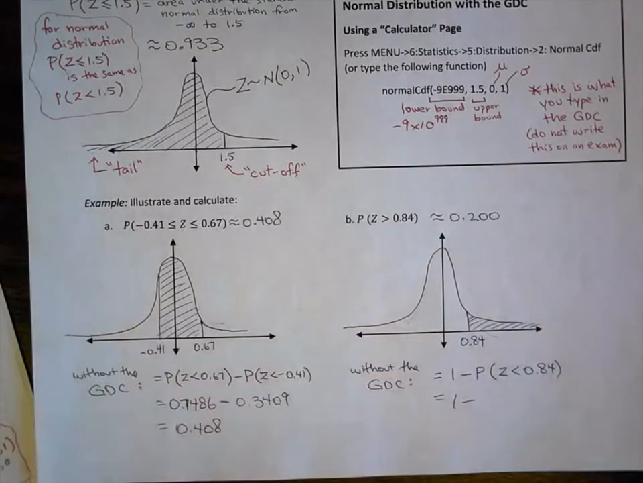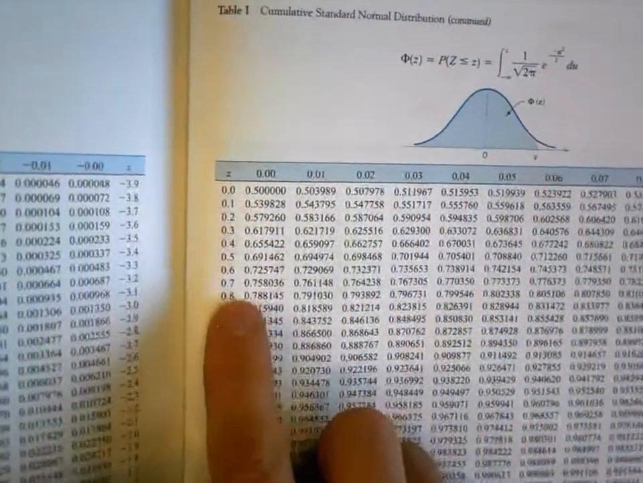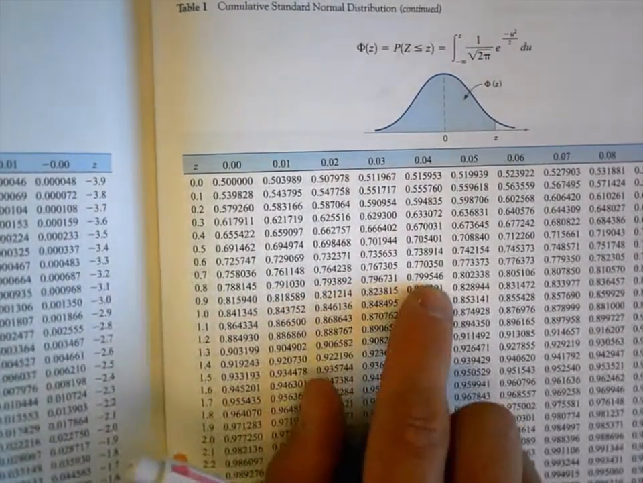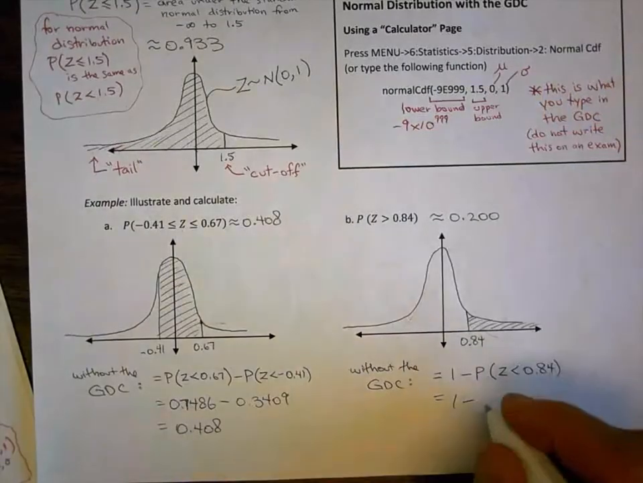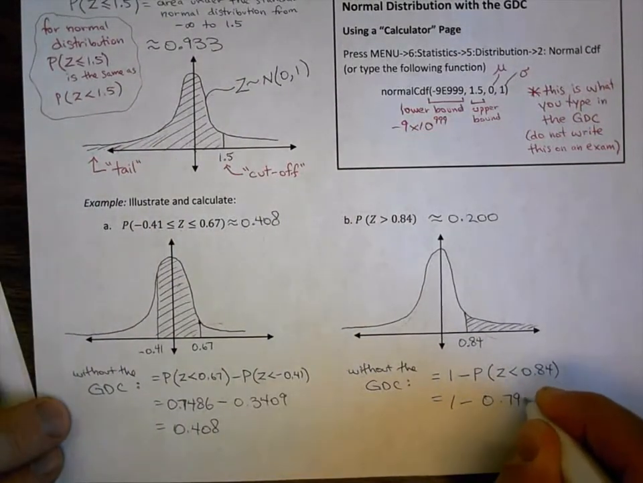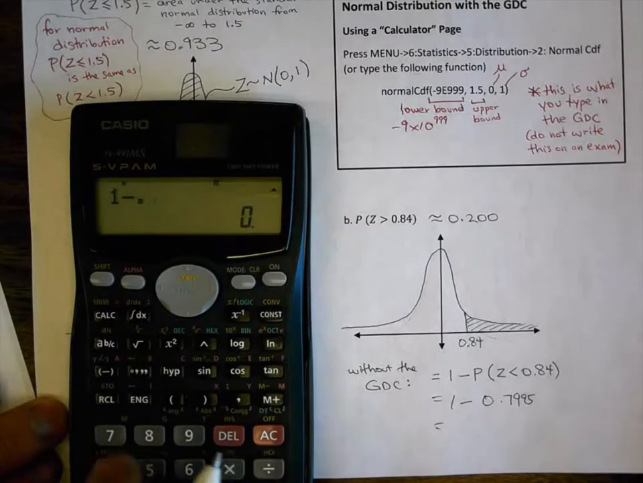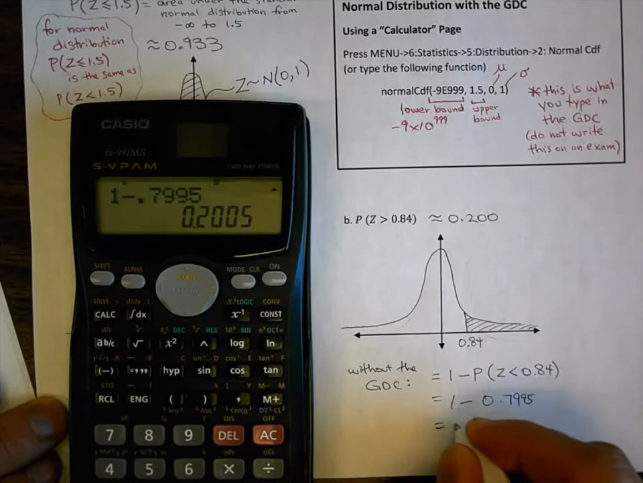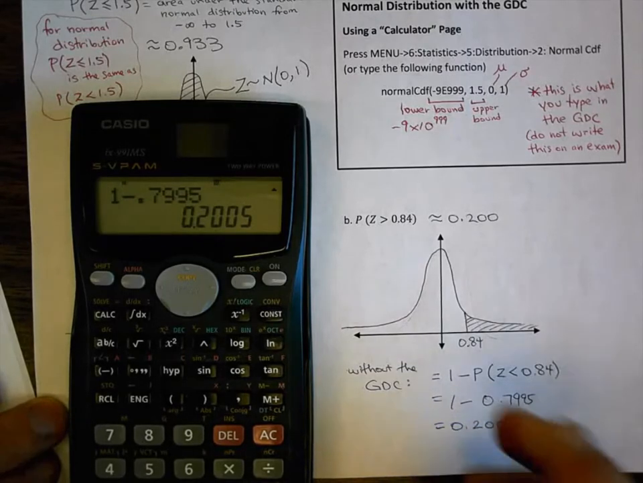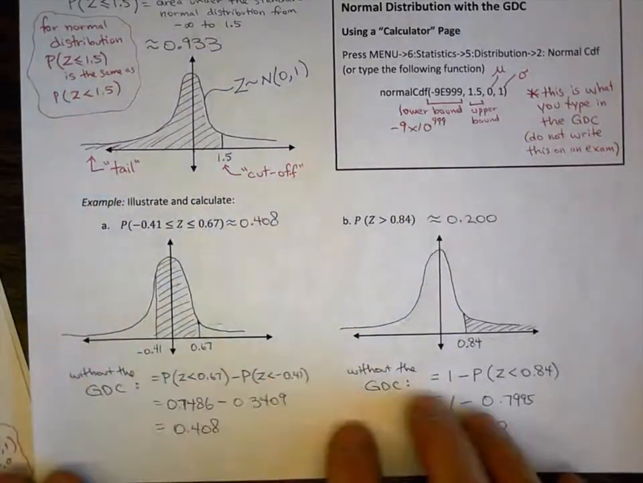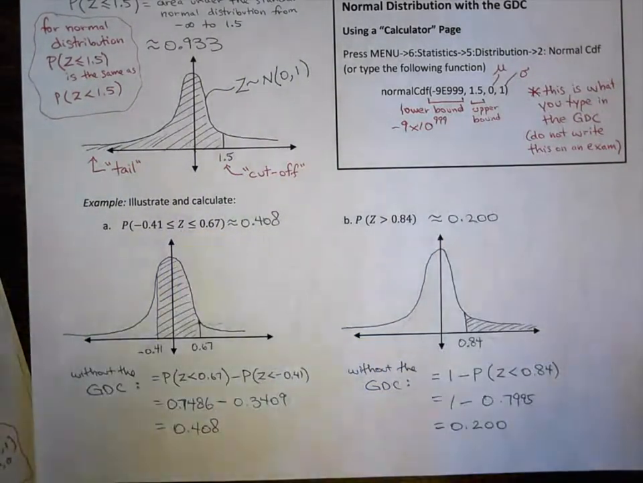So I can go to my table. What's the probability that Z is less than 0.84? Did we do this one already? No. 0.8. 1, 2, 3, 4. 0.7995. I subtract that from 1. And I get 0.200. So luckily you guys don't have to do this with the table. You can just use the calculator. The calculator is super powerful. And really this section is all about learning the calculator.